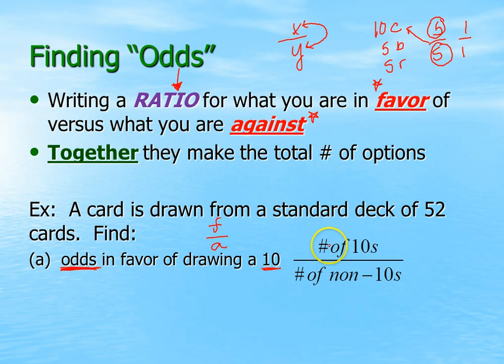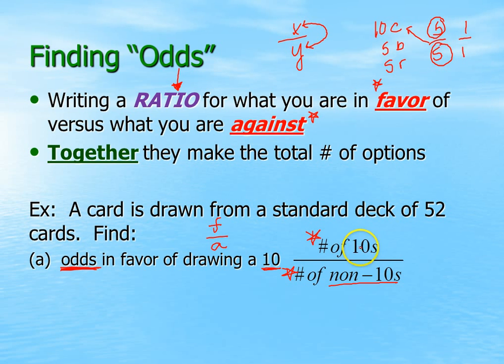So what we want is our 10s. That's going to go on top. So what do we not want? What are we against? Anything that's not a 10. So our odds are: what do we want? A 10. And what do we not want? Anything else. So my non-10s are on the bottom. Now go back to that question. How many 10s are in a deck? Well, there's one 10 in each suit, right? There's the 10 of hearts, 10 of diamonds, 10 of clubs, 10 of spades.